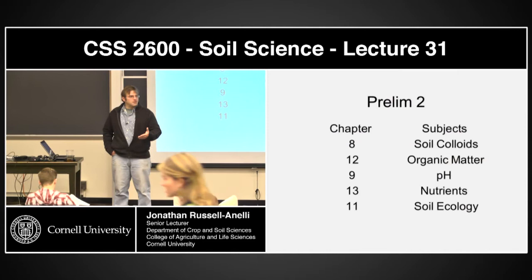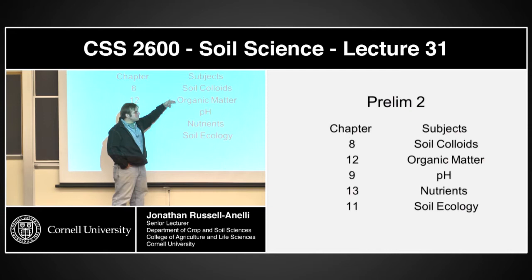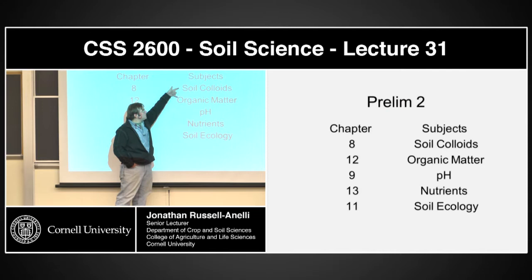So these are the five subjects. We started with soil colloids, then we talked about the four different types of colloids, which then segued right into organic matter. And then with these two under our belts, we started talking about what pH is and how these two interact with pH, and pH, in fact, in a sense controlled the dynamics of the system. We then went into nutrients, because the nutrients fit very well with the colloids and the organic matter, with pH controlling much of the nutrient dynamics.